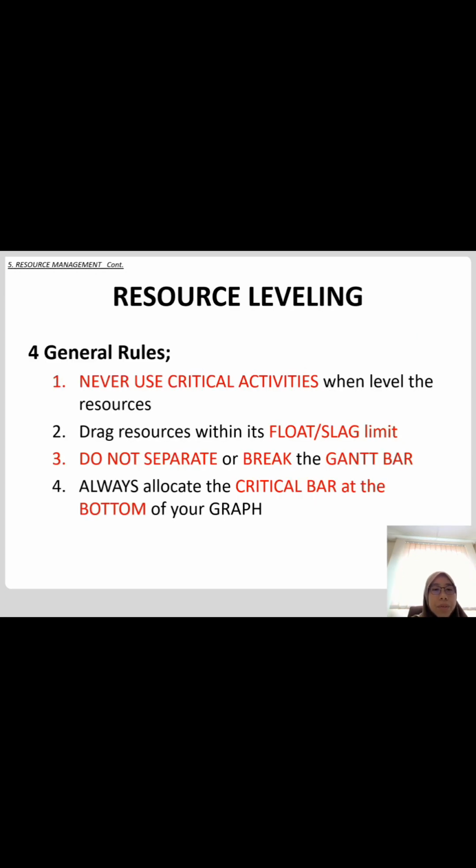So 4 general rules in resource leveling. Number 1, never use critical activities when leveling the resources because critical activities do not have float. Okay, direct resources with float or lag time. Okay, do not separate or break the Gantt chart and always allocate the critical bar at the bottom of the graph.